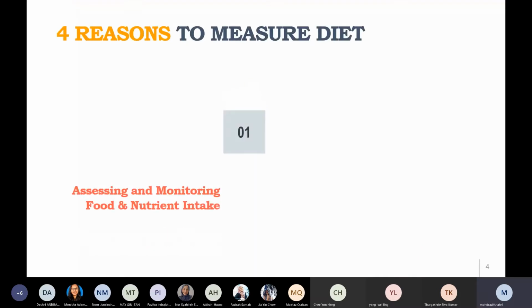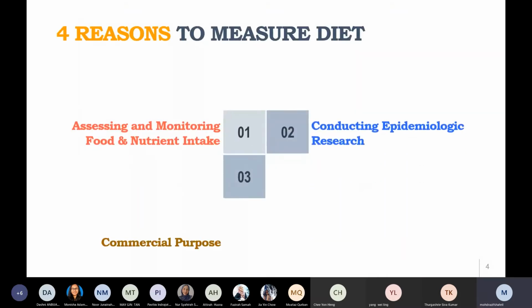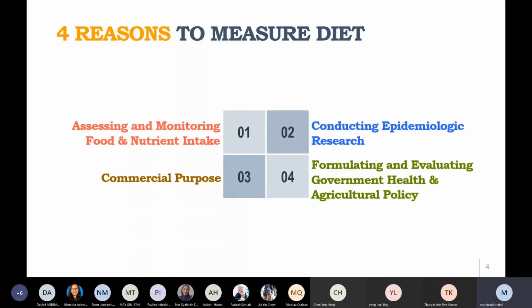So there are actually 4 reasons to measure diet. The first one is to assess and monitor food and nutrient intake. The second one is to conduct epidemiologic research. When you do epidemiologic research, you need to measure diet. The third reason is for commercial purpose. So this is more for those who are working in companies. And the fourth reason is to formulate and evaluate government health and agriculture policy. So those who are working in government sectors, you usually measure diet to formulate and evaluate the policies.